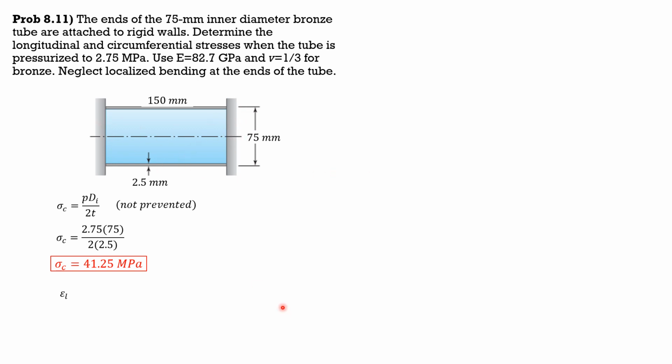So the longitudinal strain should be 0 because it is prevented in that direction because the walls are rigid. So strain longitudinally is 1 over E times quantity stress longitudinally minus Poisson's ratio times stress perpendicular to longitudinal direction. So that should be the stress in the circumferential direction. So that it is equal to 0 because there should be no strain to develop longitudinally because the walls are rigid.